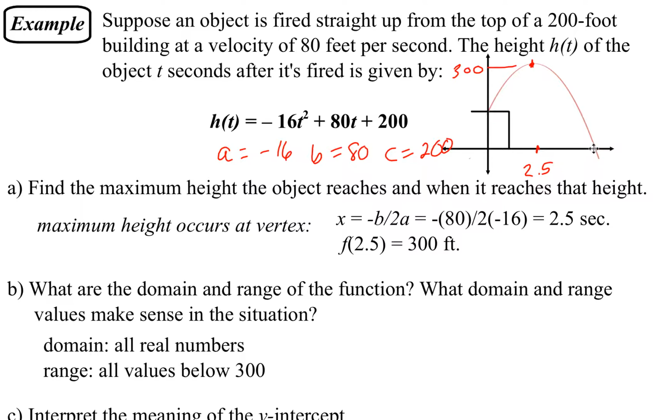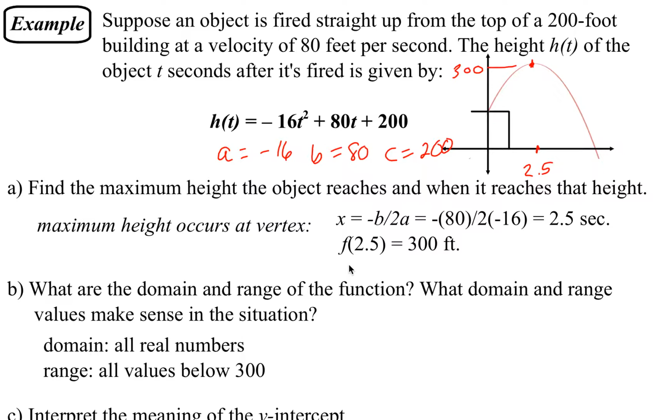The x value, we're not going to go beyond the point where it hits the ground. So we need to figure out what that value is. And we talked about that being a zero. For right now, the only way we're going to find that is to use our calculator. So I went ahead and put this equation into my calculator under y1 equals, so instead of h of t, we're calling that y. Then negative 16x squared plus 80x plus 200.